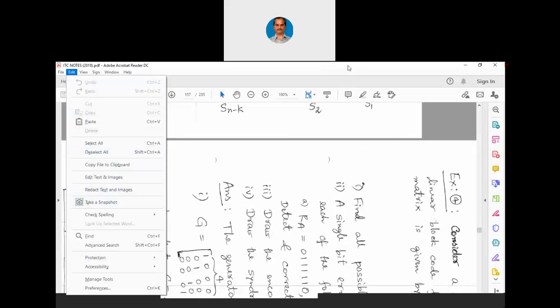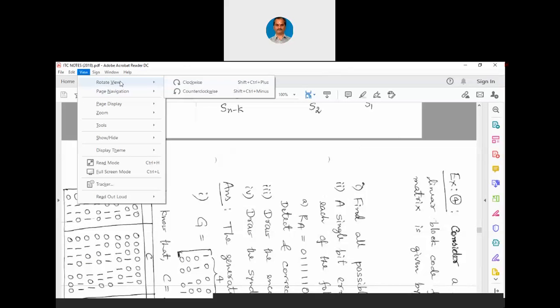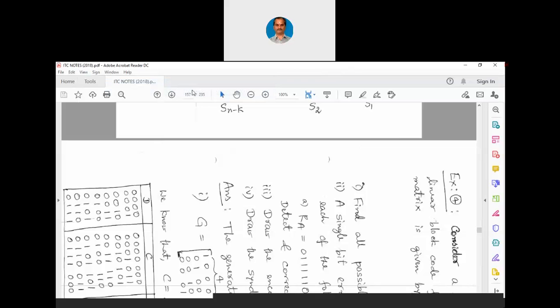I'll have to rotate it. How? Rotate view. Okay. Counterclockwise.